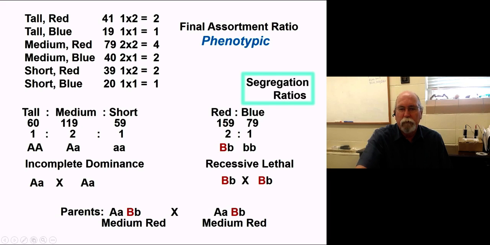Now, what are we missing? Well, notice this, normally when we cross a dihybrid het times a dihybrid het, we get 16 parts, total parts. As I told you, burn that 16 in your brain.